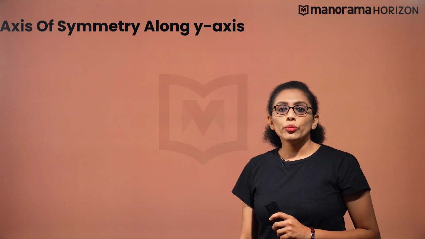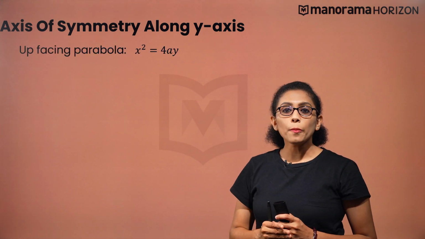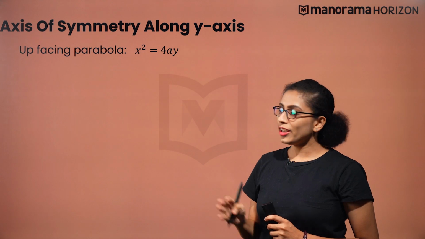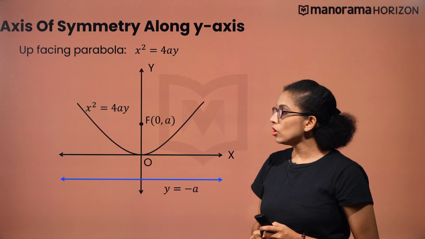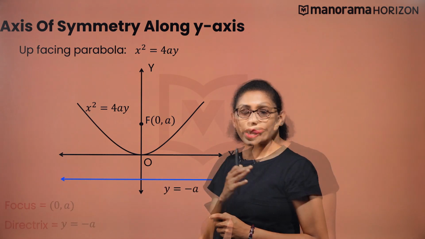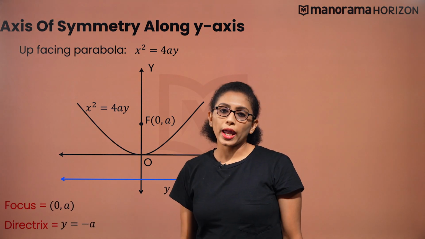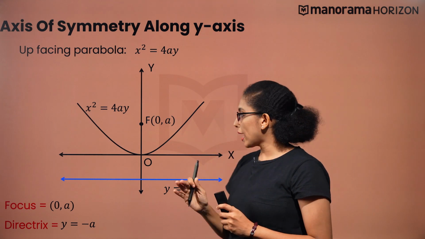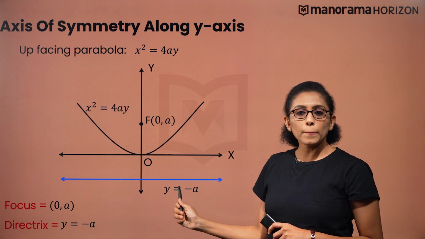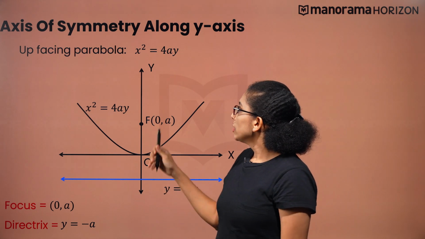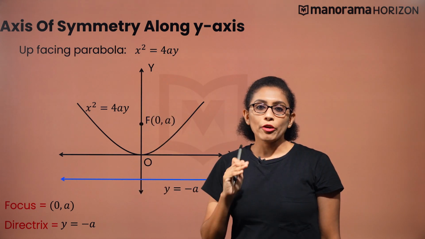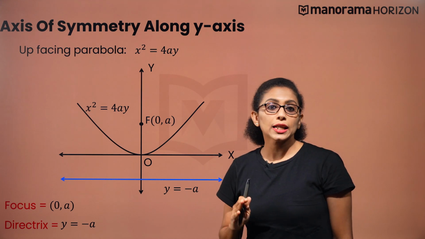Third case, the up-facing parabola. Here is a diagram. The standard equation of the parabola with vertex at the origin, with the focus at (0, a) on the y-axis and the directrix y = -a parallel to the x-axis, is x² = 4ay, where a is greater than 0.